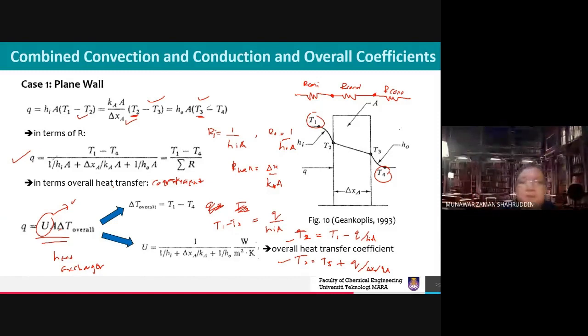So you have to refer to the layer. Because T2 is in between the convection layer and the conduction layer, it's either one, and then you can determine T2, if the question requires you to determine T2. If not, then you leave it as it is. Sometimes they ask you to determine or estimate the value of Q only, so you don't have to go that far if you are not told to.